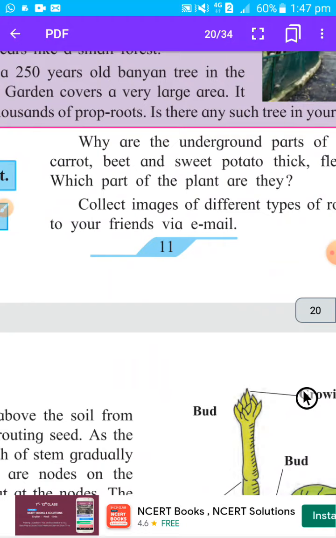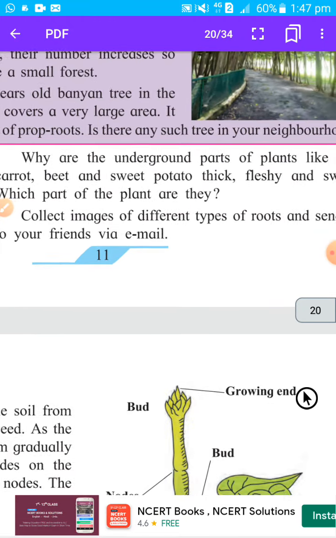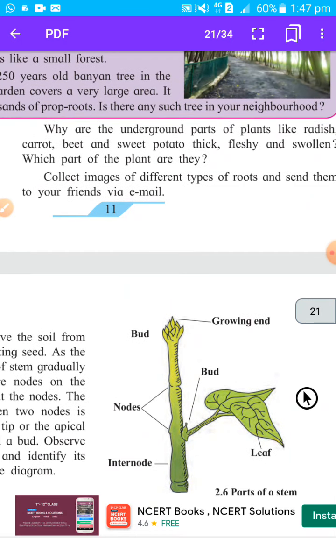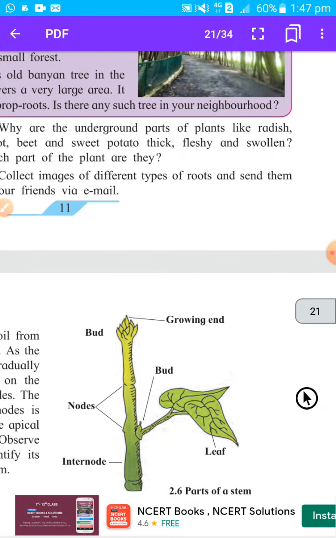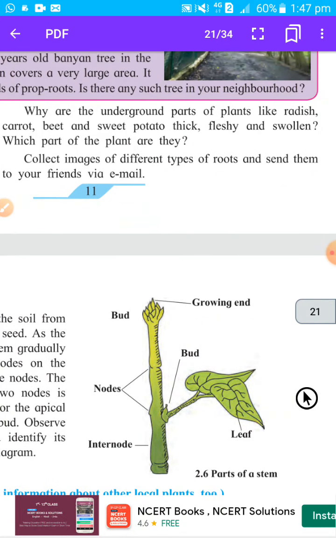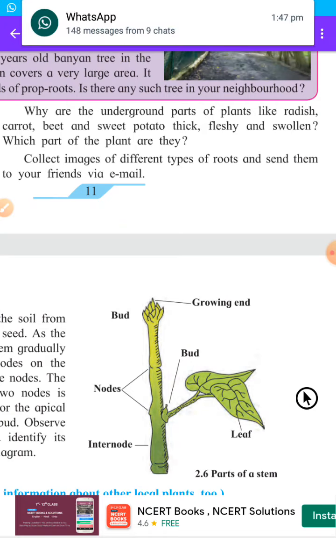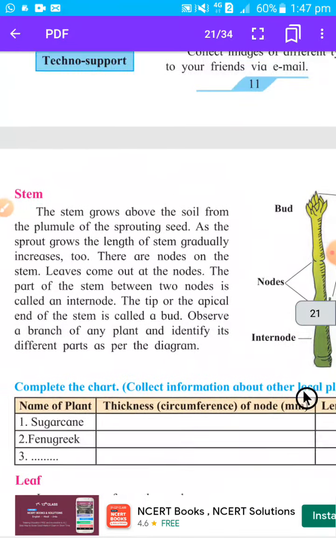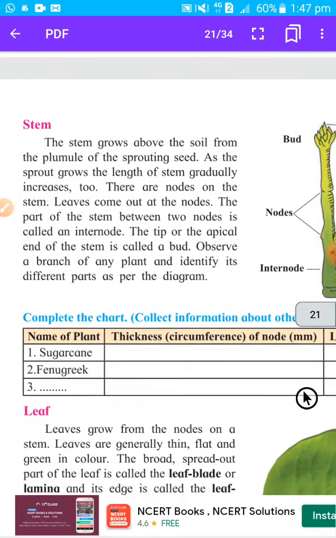Okay, then why are the underground parts of plants like radish, carrot, beet and sweet potato thick, fleshy and swollen? These underground parts of radish, carrot and beet store food, that's why they become fleshy and swollen. Which part of the plant are they? In potato, for example, it is a stem. Okay, so likewise, then the next one, so it is about the root. Now next one is stem.